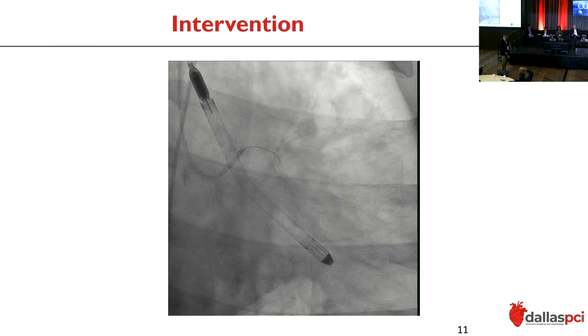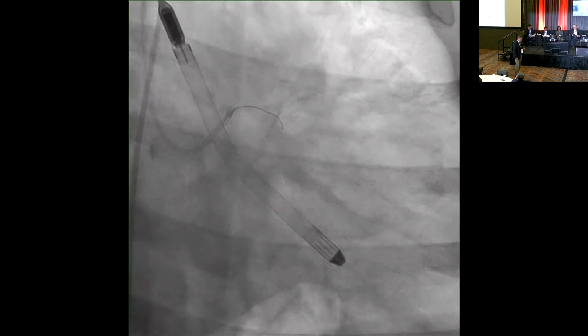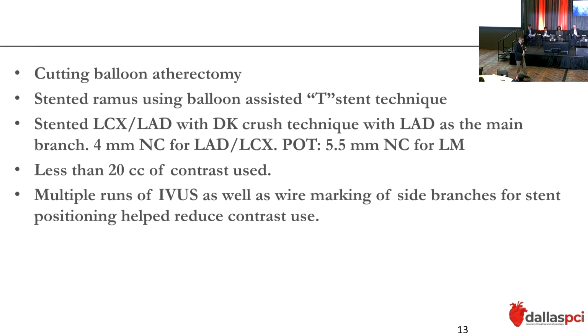We used Davies liberally for lesion prep, and this is the picture. The first picture we took was with the wiring and the OM. So from the intervention standpoint, we did cutting balloon, atherectomy, stented the ramus using balloon-assisted T-stent technique into the circumflex. It's not really a ramus, it's probably an OM1. And then stented the left circumflex and LAD with DK crush technique with LAD as the main branch.